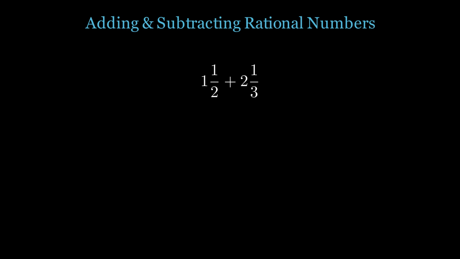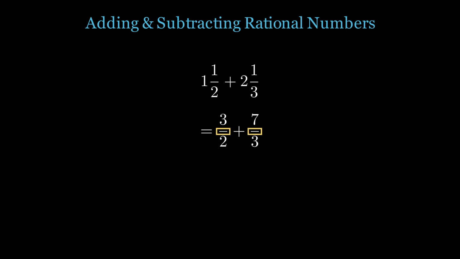To add mixed numbers, we should first convert them into improper fractions. 1 1/2 transforms into 3/2, and 2 1/3 transforms into 7/3. Notice how they smoothly transition into their improper forms.